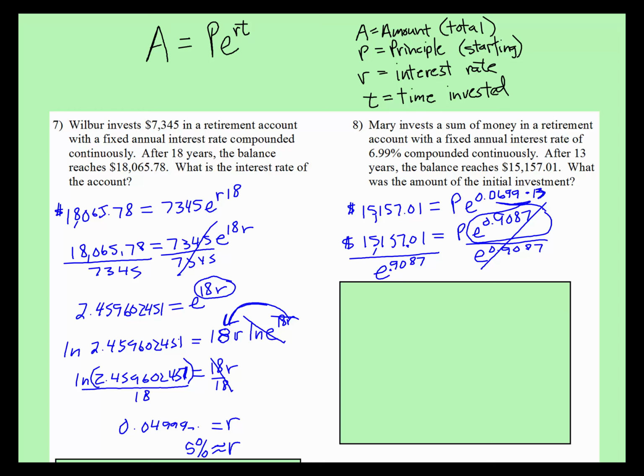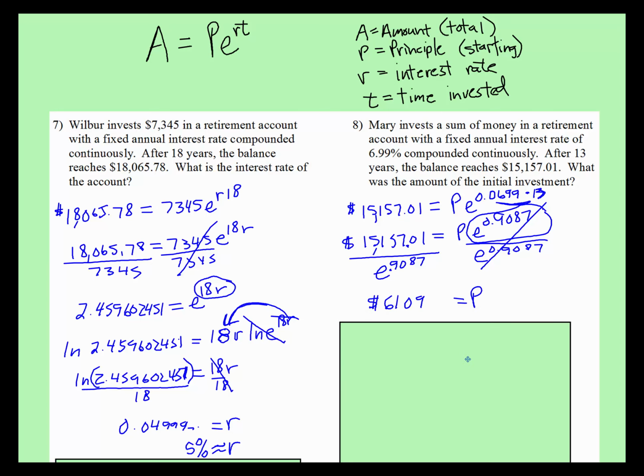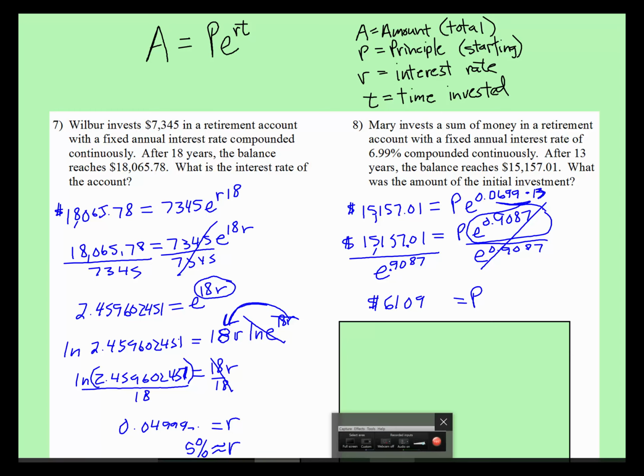And what we find out is the initial investment is $6,109. That's it. That's how you do these continually compounding problems, finding all of the different things.